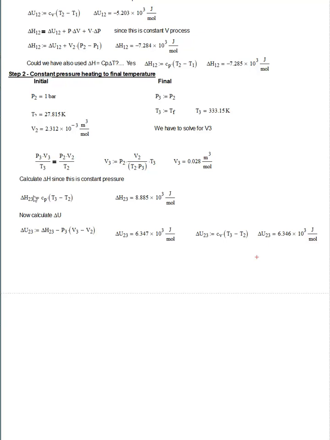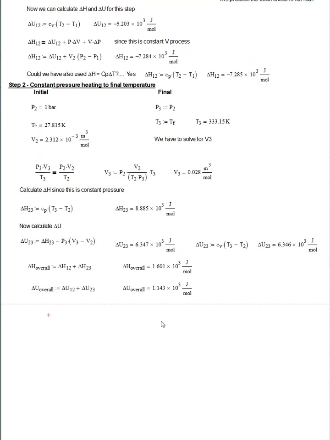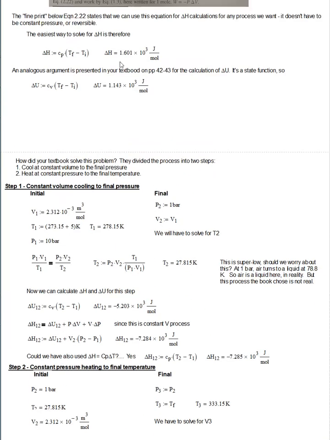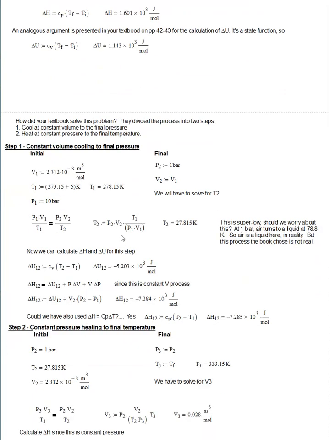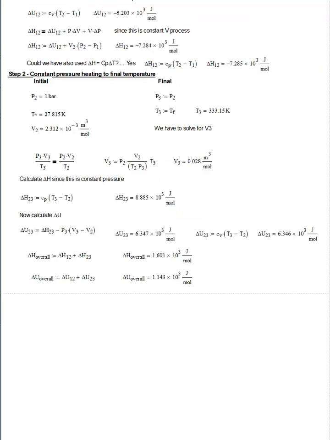Now that we know delta U for both steps and delta H for both steps, we can then add those together and we get the delta H overall. Delta H overall is 1601 joules per mole. Delta U overall is 1143 joules per mole. Let's check that with what we had with a very quick, simple method. Same answers. Up here, we just did one calculation. Down here, the way your book did it, we had to do multiple calculations, but we got the same answer.